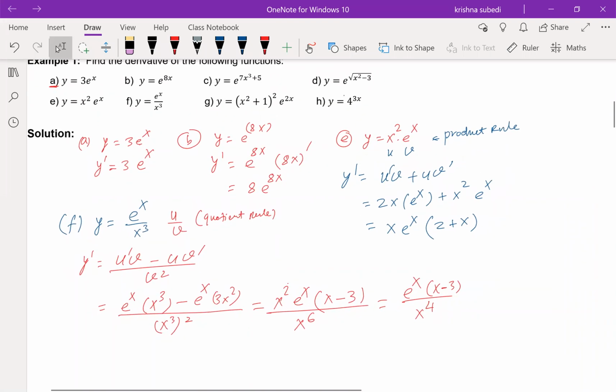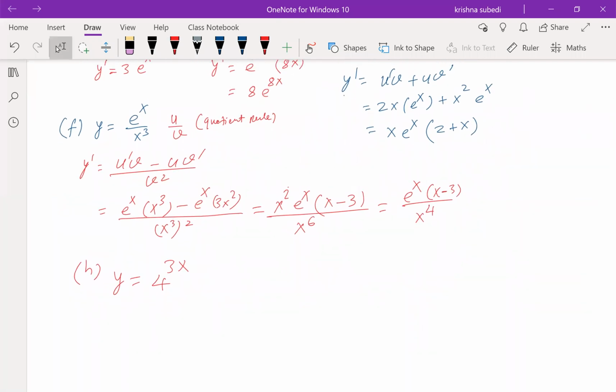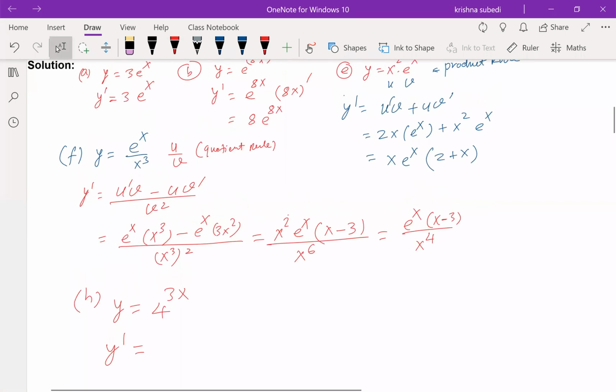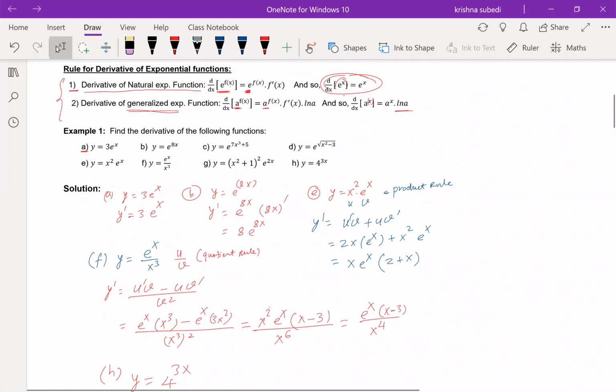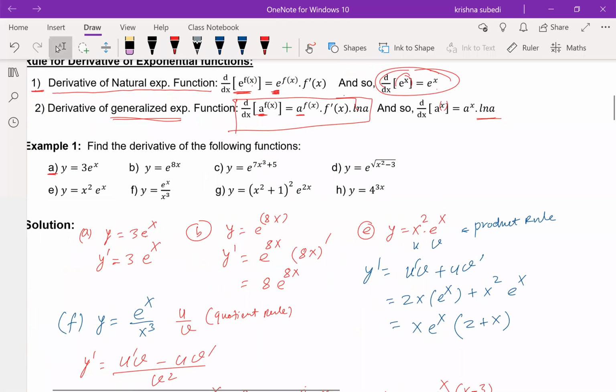And let's try one more, part H, which is y equals 4 raised to power 3x. Now this is a generalized exponential function. So for the generalized exponential function, we have the formula. Let me show you the formula here. So this is formula number 2, as you can see. So the derivative will be, copy the same thing as it is, find the derivative on the top, and then just one extra factor, ln a.